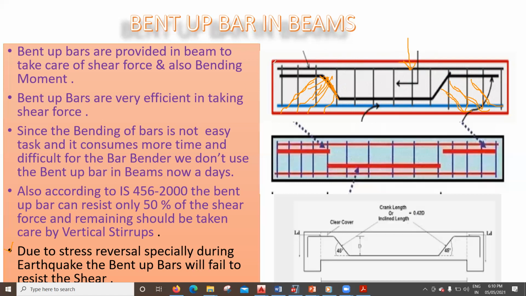During an earthquake, what will happen? Suppose I try to draw one building here. I'll draw a small building here. Let me draw it here only. Let us say this is a small building I'm trying to draw.